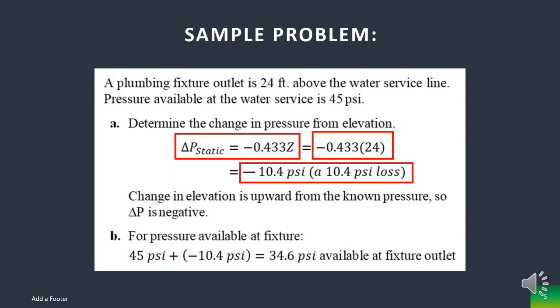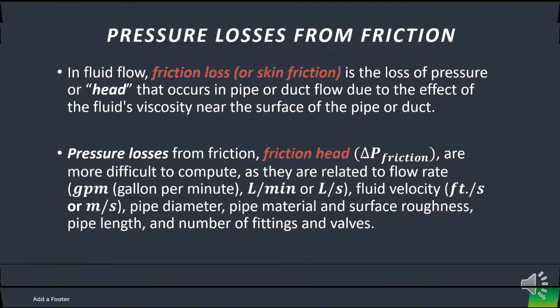Let's solve for pressure available at fixture. If we add 45 psi plus the negative 10.4 psi, we will get 34.6 psi. So 34.6 psi is the pressure available at fixture outlet.